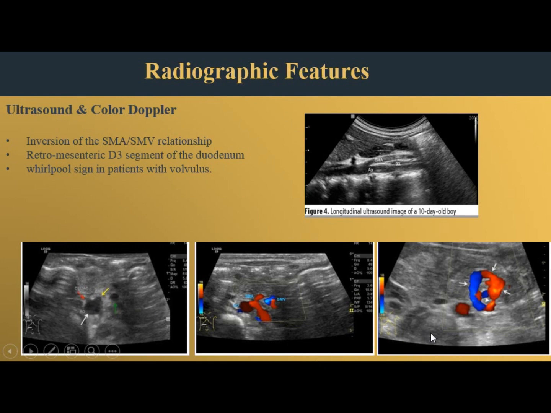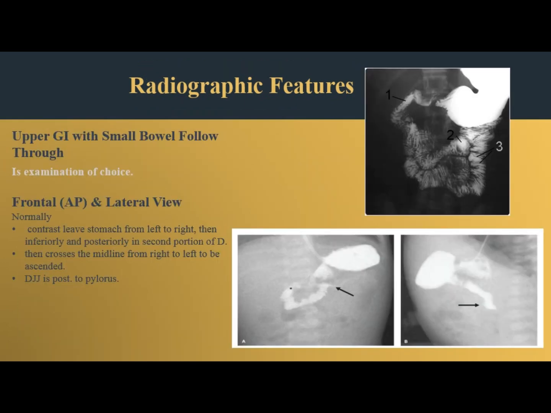Sometimes it might be associated with the whirlpool sign. This is the rotation around itself. It will occur as a whirlpool sign. And also the third part of the duodenum will be retromesenteric. Here we will see the third part of the duodenum, retromesenteric. Okay, we have also fluoroscopy, barium small bowel follow-through, and upper GI.